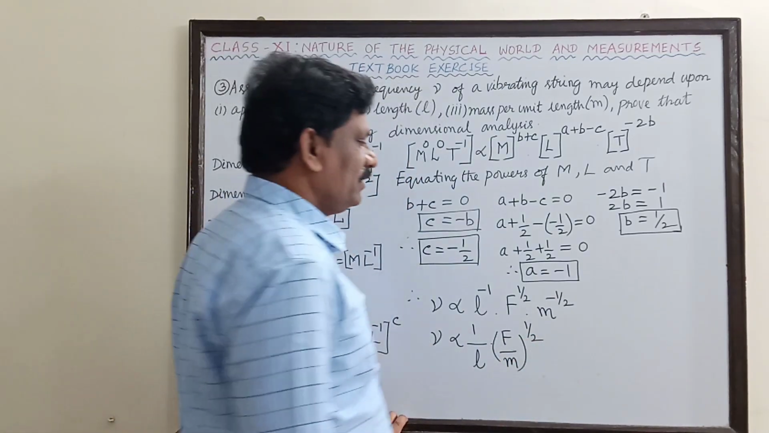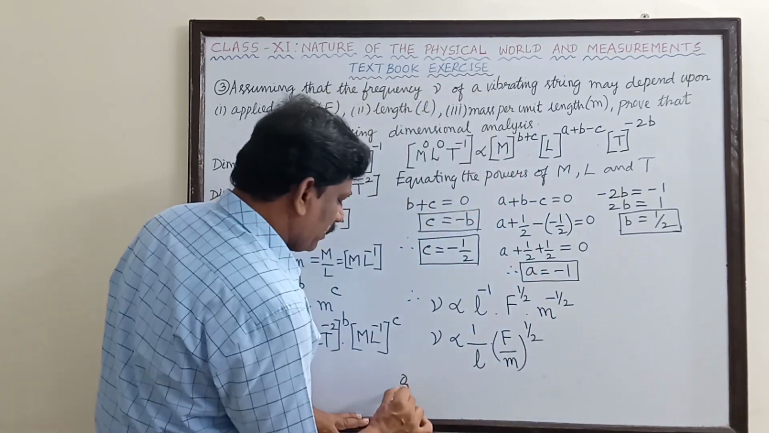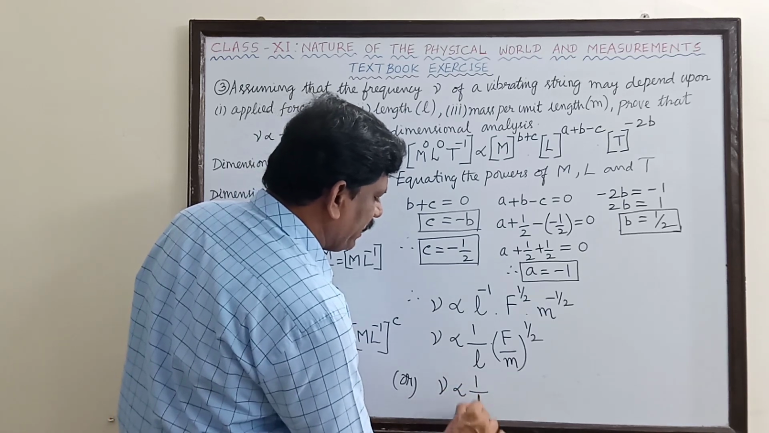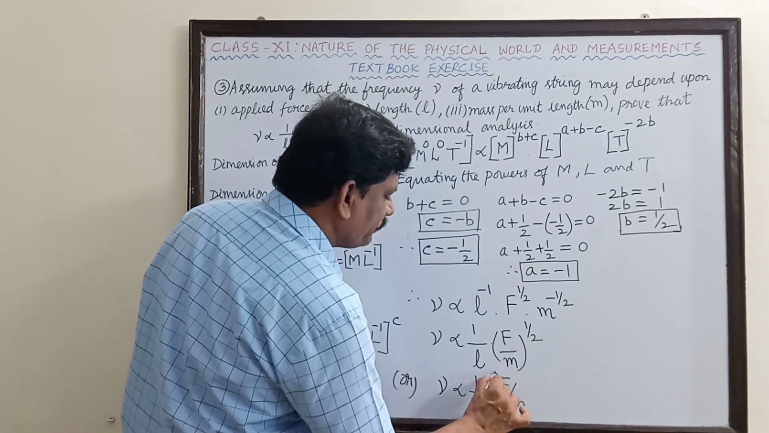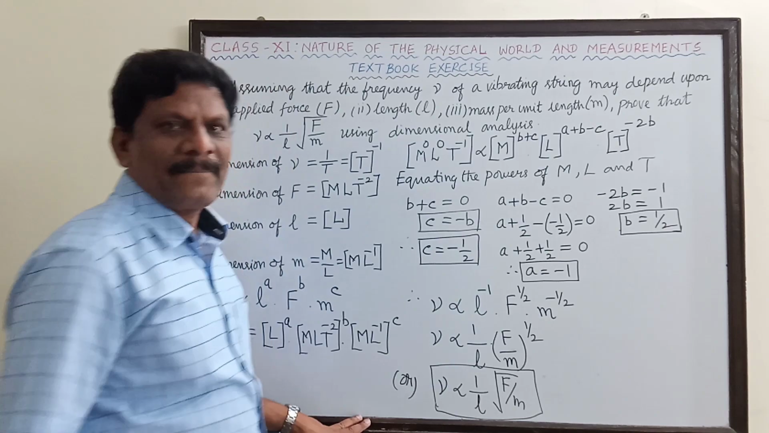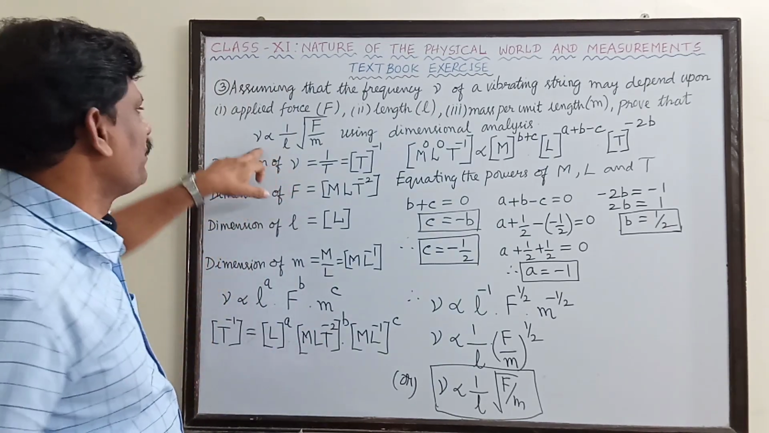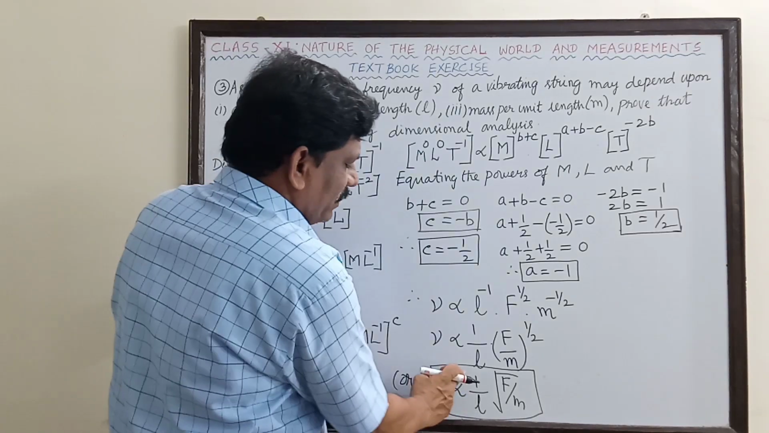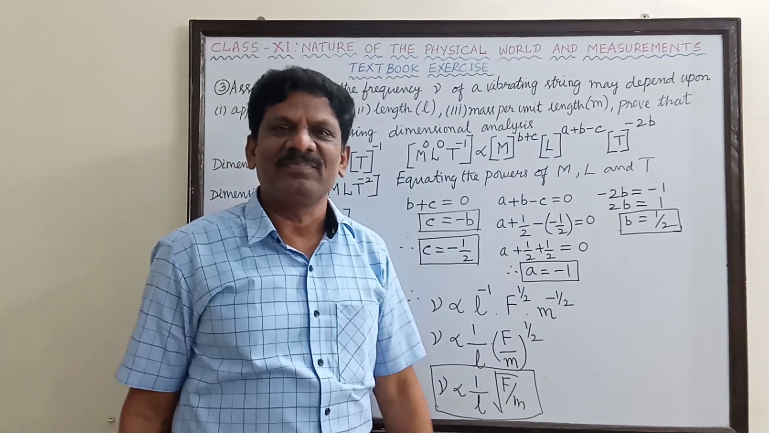Or frequency nu is proportional to 1 by L into square root of F by M. So this is the final expression. Understand? What is asked here is to prove that nu is proportional to 1 by L into square root of F by M, is it not? Here we have proved nu is proportional to 1 by L into square root of F by M.